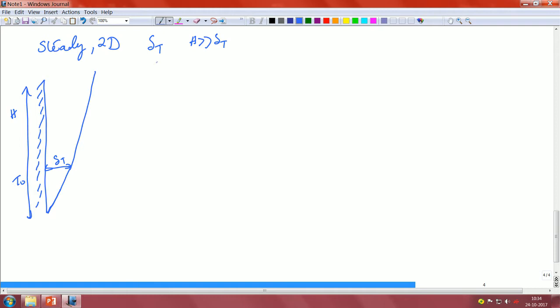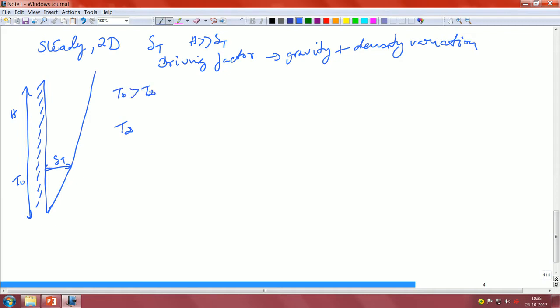Here the driving factor, as we mentioned earlier, is gravity plus the density variation. The gravity is an important parameter over here. The outside fluid is at a temperature T infinity, T naught is greater than T infinity. These are the cases under these considerations that we will solve. So, first, the continuity equation. Once again, if this is x, this is y, this is u, this is v, then du/dx plus dv/dy is equal to 0.